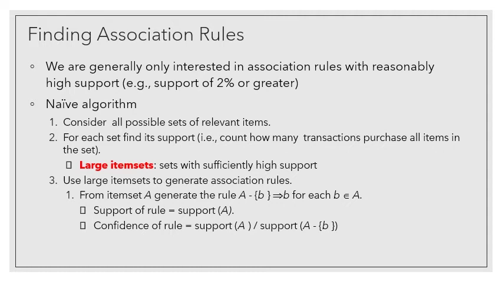So to see the naive algorithm. Step 1, consider all possible sets of relevant items, and in step 2, for each set find its support, i.e. count how many transactions purchase all items in the set. Large item sets are the sets with a sufficiently high support. So use large item sets to generate association rules. From item set A, generate the rule A minus B gives B, or associated with B, for each B belonging to A. The support of the rule is equal to the support of A, and the confidence of the rule is the support of A divided by the support of A minus B.